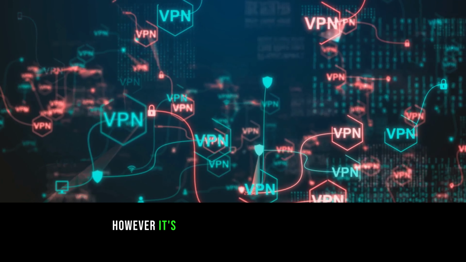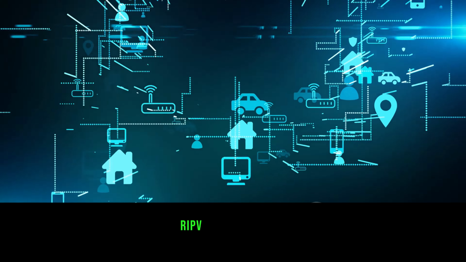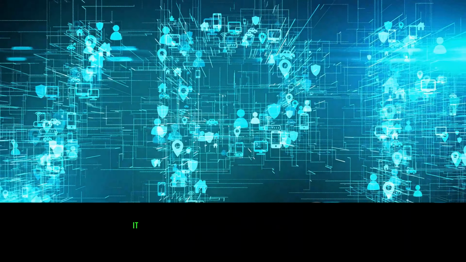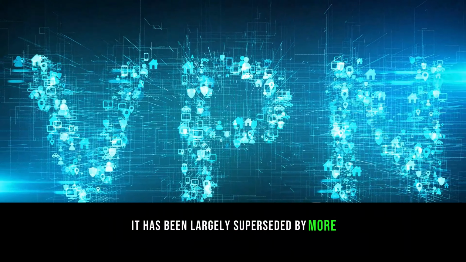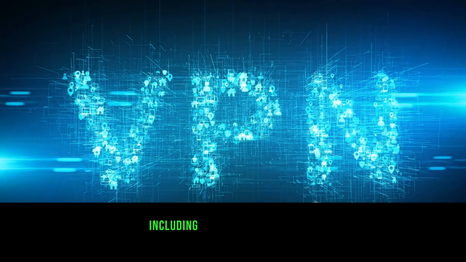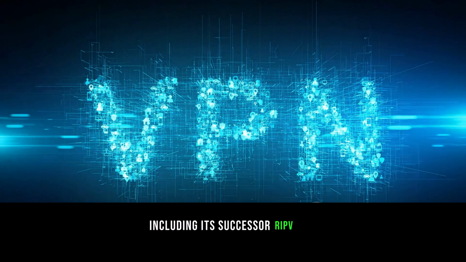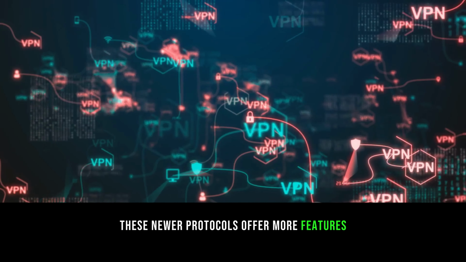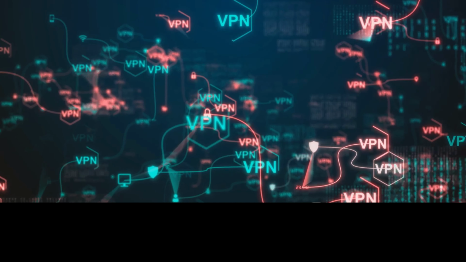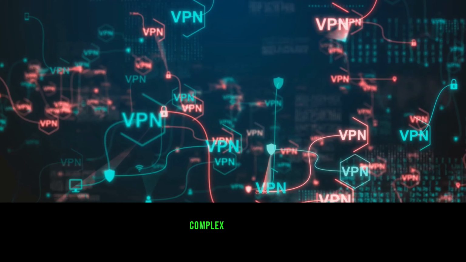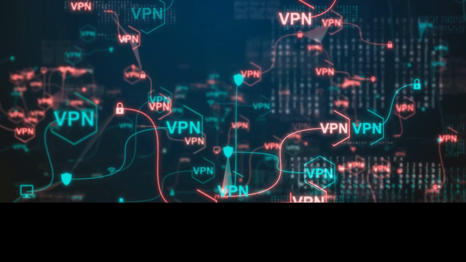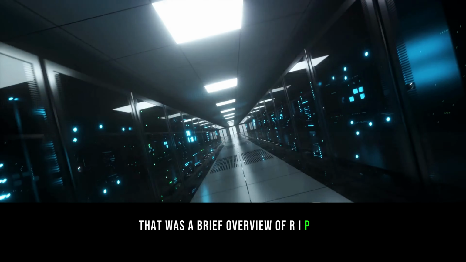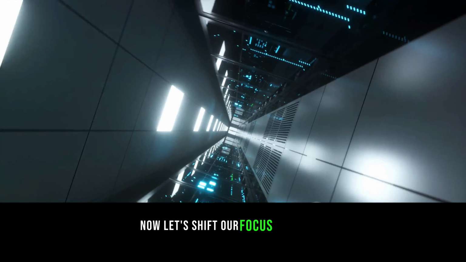However, it's essential to remember that while RIPv1 has its merits, it has been largely superseded by more advanced protocols, including its successor, RIPv2. These newer protocols offer more features and better scalability, making them more suitable for modern, complex networks. That was a brief overview of RIPv1. Now let's shift our focus to RIPv2.